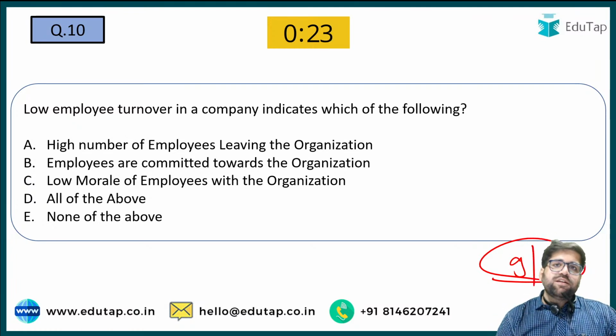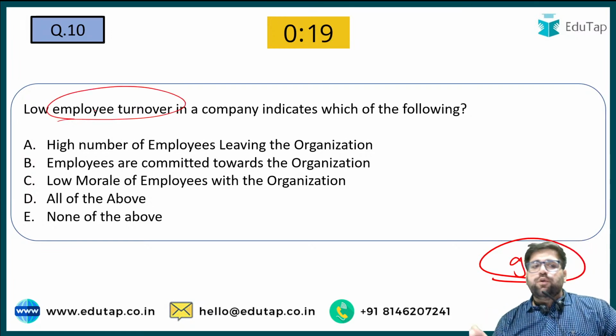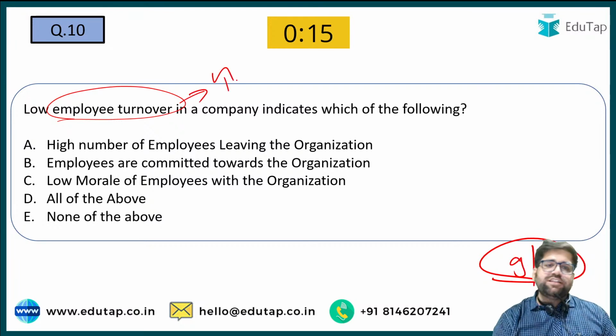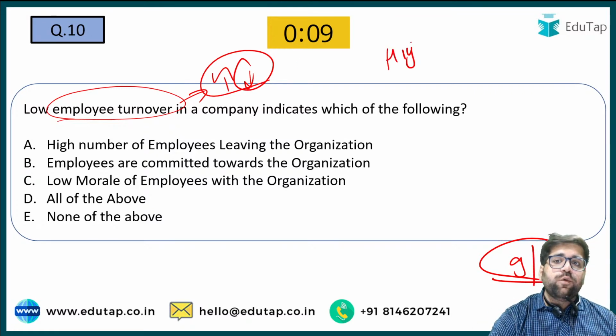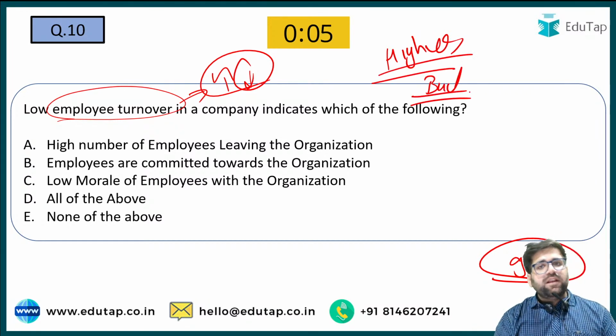First of all, you have to understand what employee turnover in a company indicates. So first, what is employee turnover? It is how many people are incoming in your organization and how many people are going out of your organization. The net difference is known as employee turnover. The higher the employee turnover, the worse it is for the company, because many people are leaving the company.